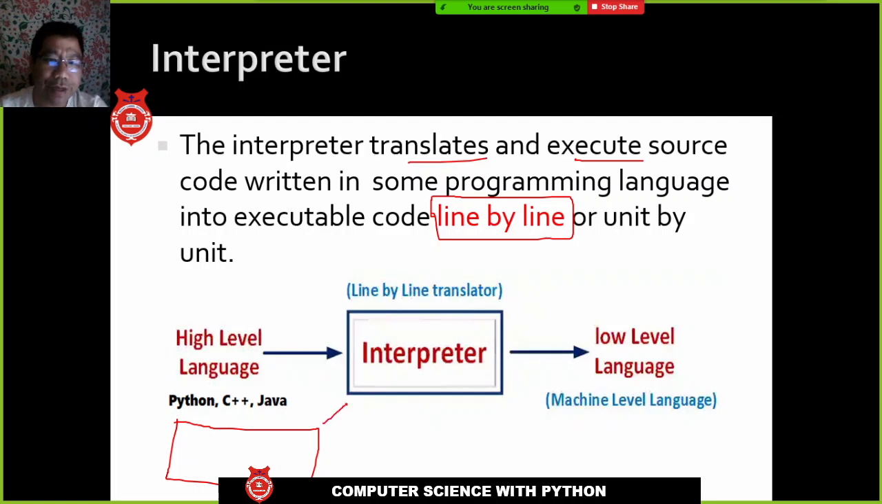So that will be translated, converted by the interpreter line by line to the machine code, or the assembly language, and that can be executed by the computer, so that we are making a software. Okay, that is the interpreter.